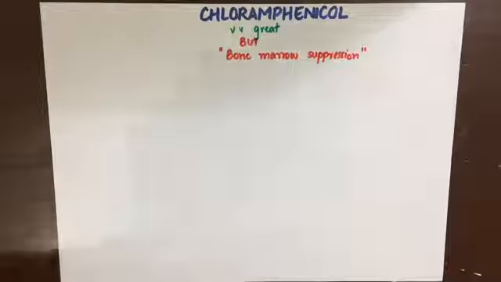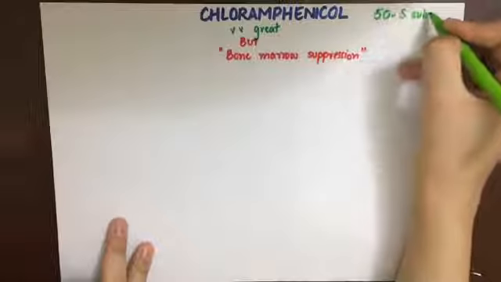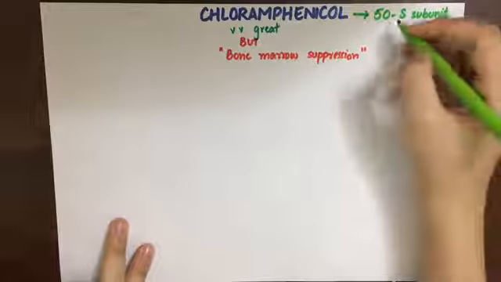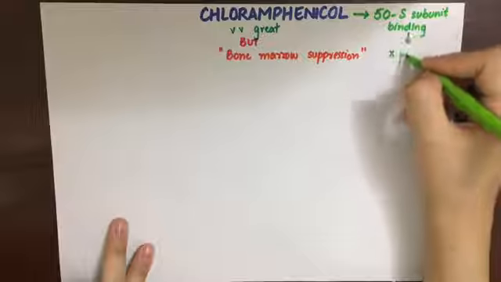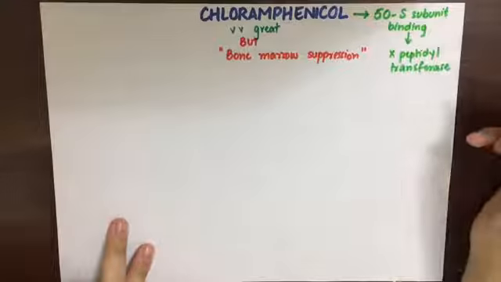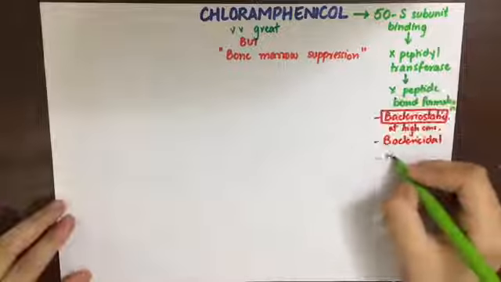It acts by binding reversibly to the 50S subunit and inhibiting peptidyl transferase, thus preventing the peptide bond formation between the upcoming amino acids and thus inhibiting protein synthesis. By inhibiting protein synthesis, it is bacteriostatic, but at high concentration, it can also act as a bactericidal agent.